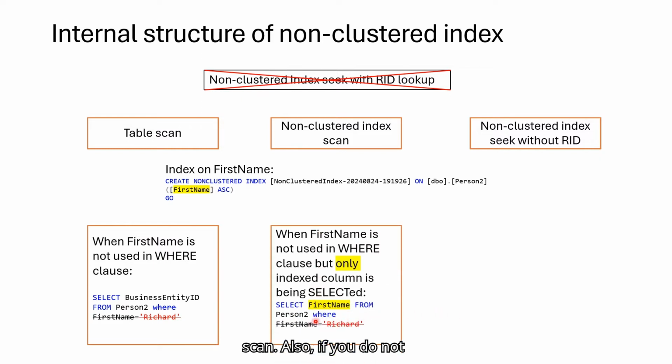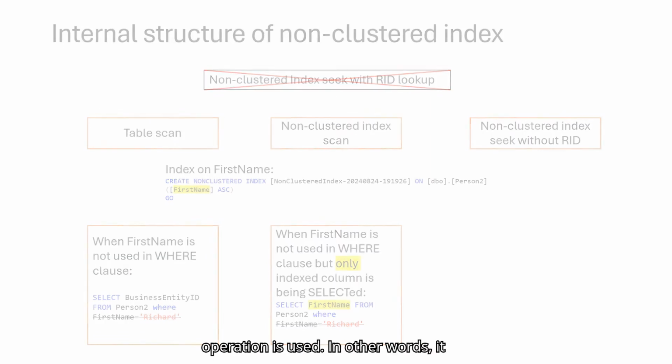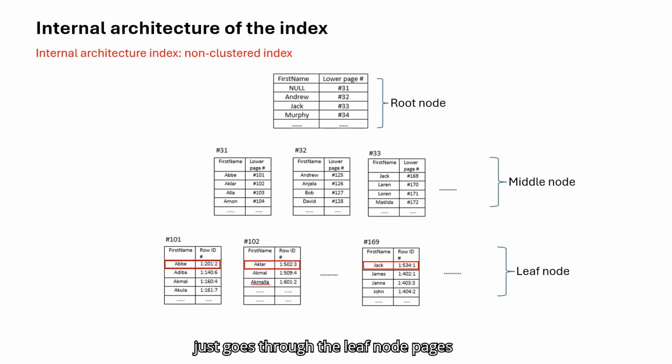Also, if you do not use first name in where clause but you are selecting only the indexed first name column, non-clustered index scan operation is used. In other words, it just goes through the leaf node pages instead of going and searching in the heap table. This is much more efficient in this case.